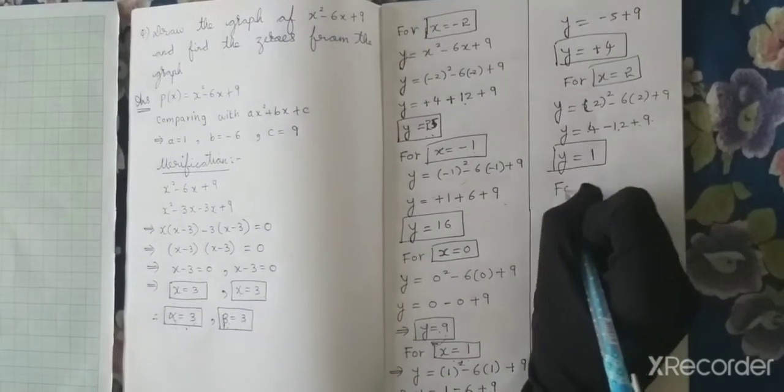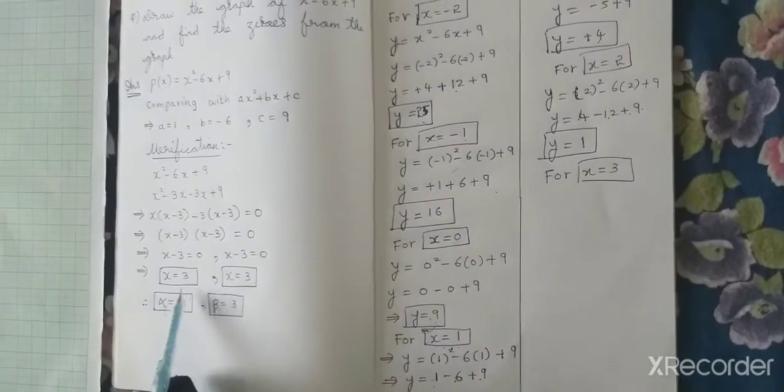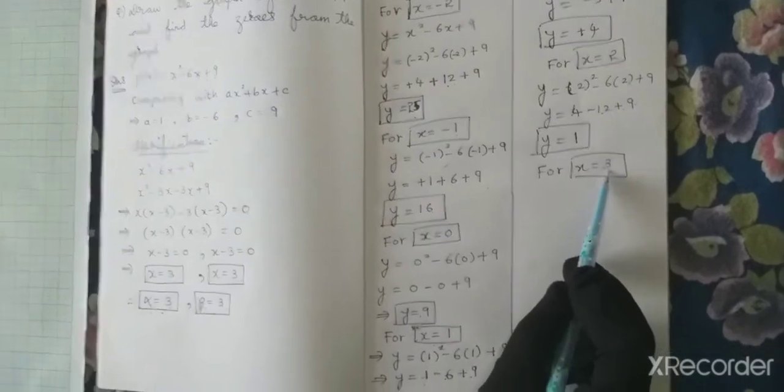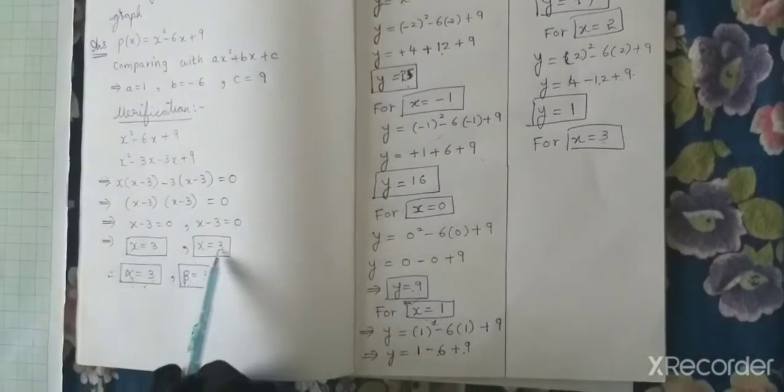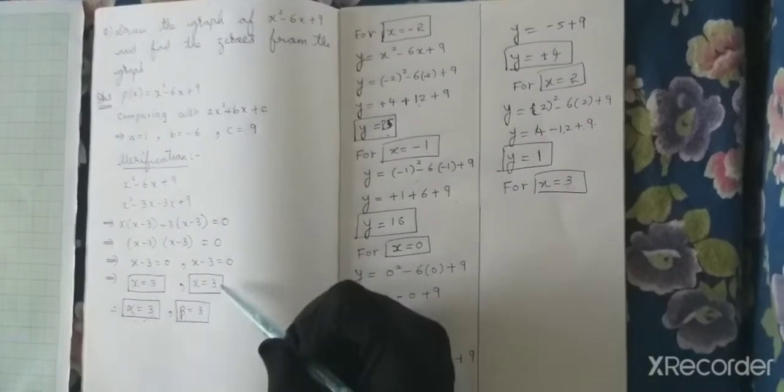Okay, now I will take one more value of x, that is 3. Why am I taking the value of x as 3? Because here I got the zeros as 3. So that is why I am taking the value 3 also and plotting it in the graph. Because I know that it will meet the x-axis at 3. So I am taking x is equal to 3 also on the graph. Because I know my zeros are 3.